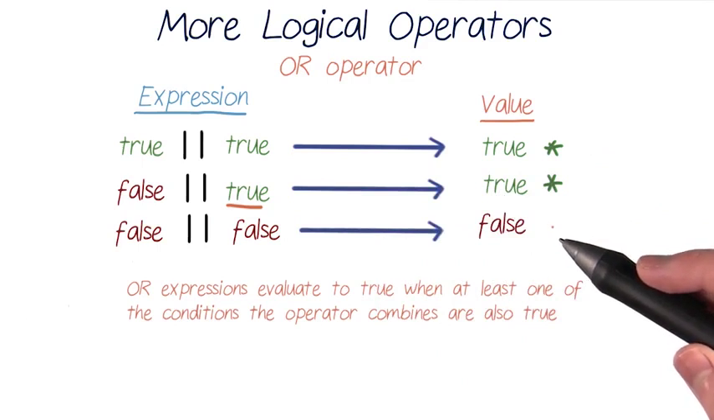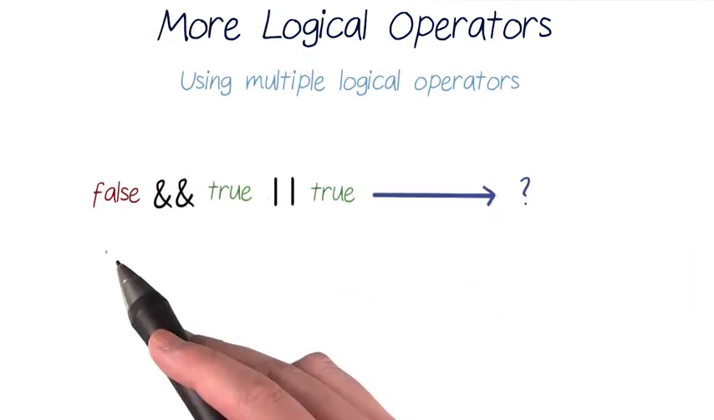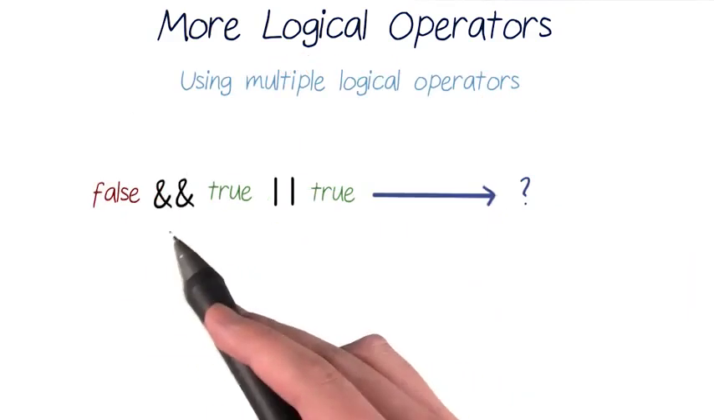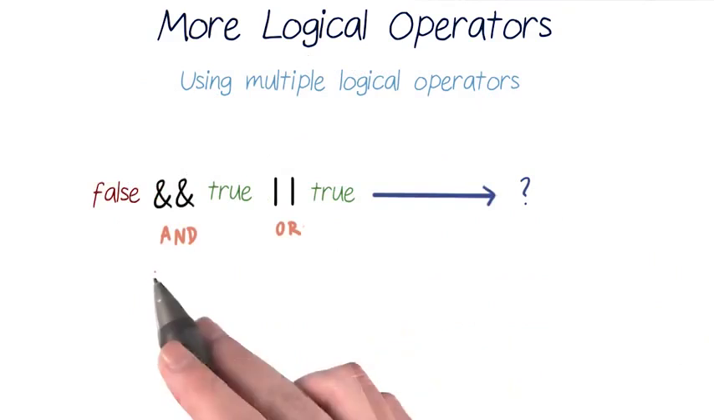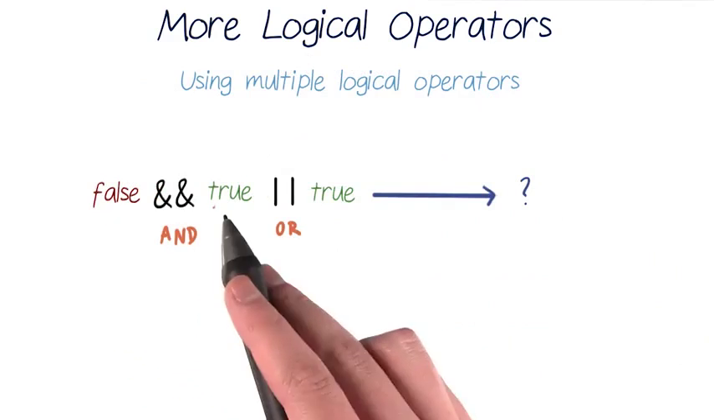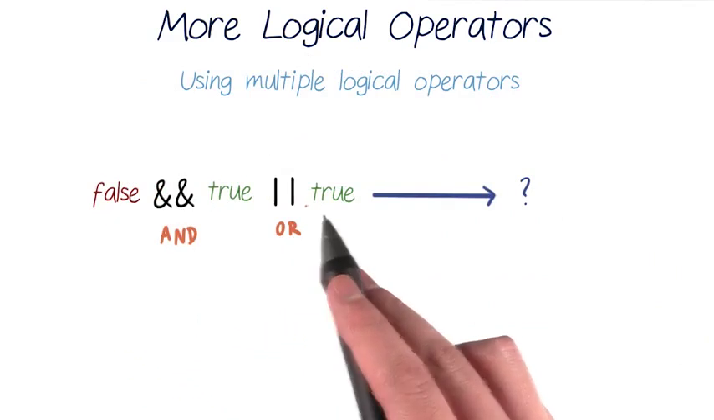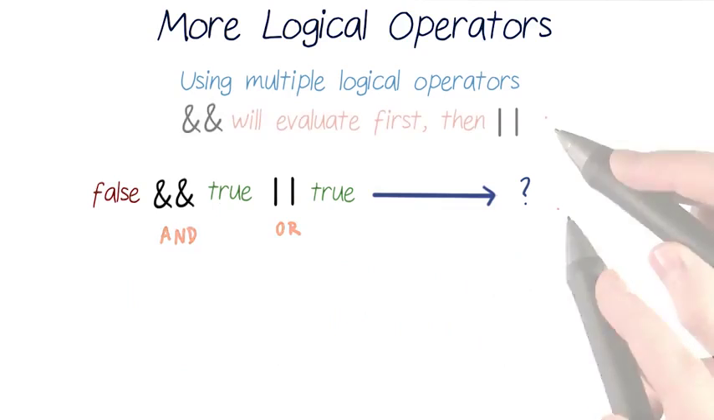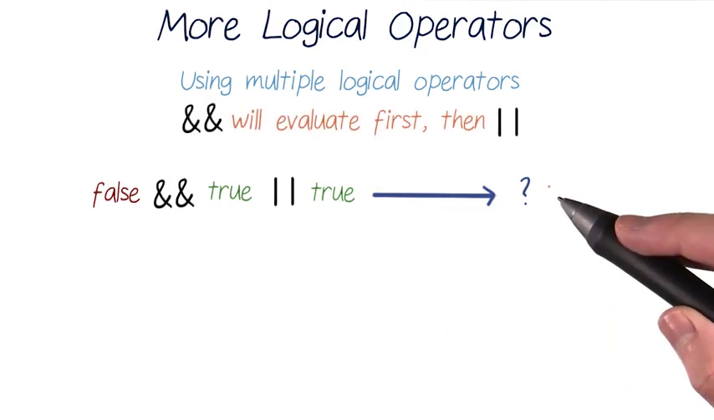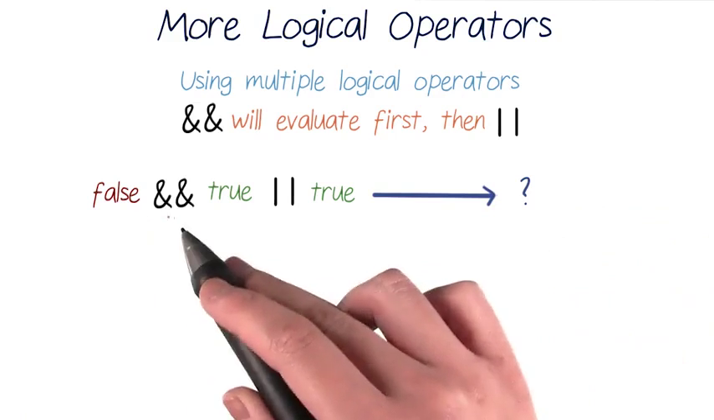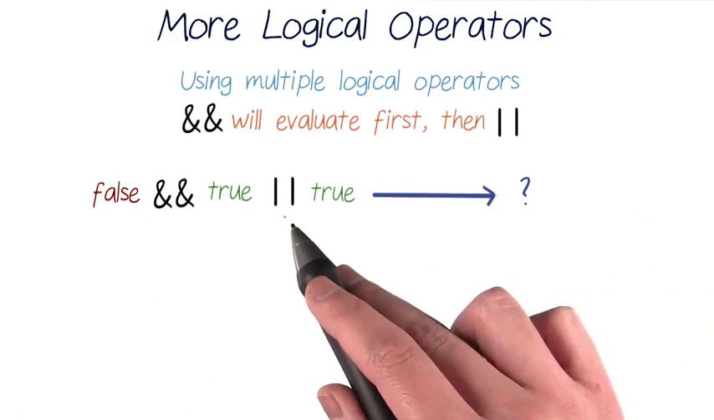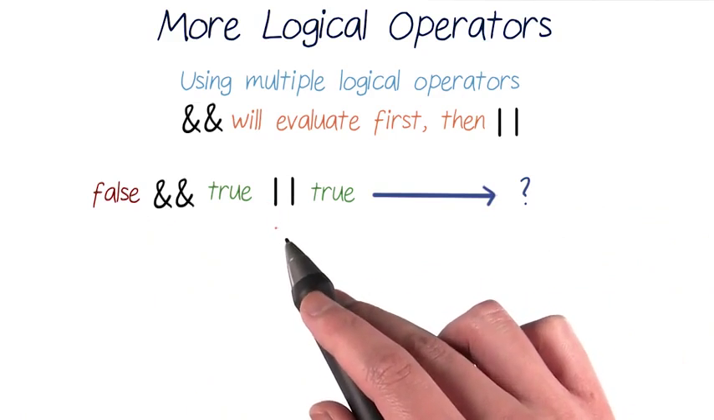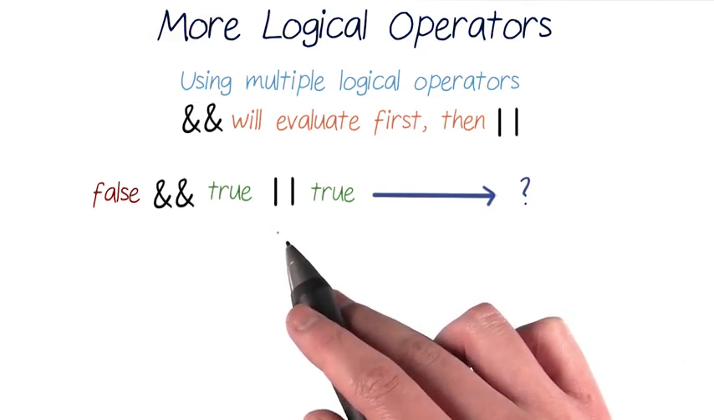So now we understand how ANDs and ORs work. But what if we combine these into longer tests? Here's a longer expression that uses an AND and an OR operator. This could be read false and true or true. What do you think this evaluates to? In this case, Java will first look at the conditions that are tied together with ANDs, and then it will move on to conditions tied together with ORs. This is the order of operations for logical operators.